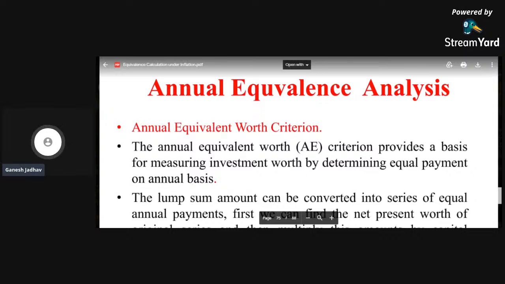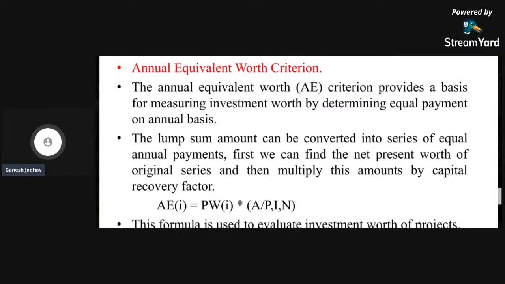One of the best examples is a salary package. You have a salary package, so you can say I am getting a 4.5 lakh rupees package. So this is the annual equivalent worth criterion. This is a calculation on the basis of annual payment. Another point: a lump sum amount can be converted into a series of equal annual payments.